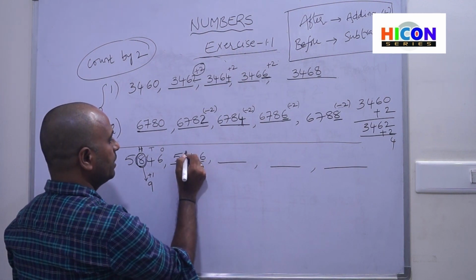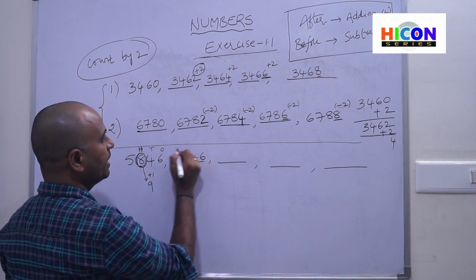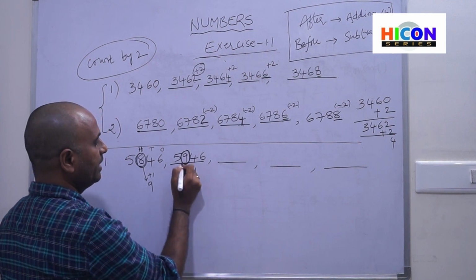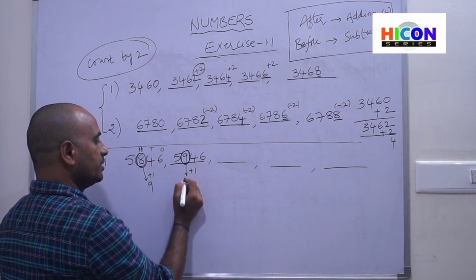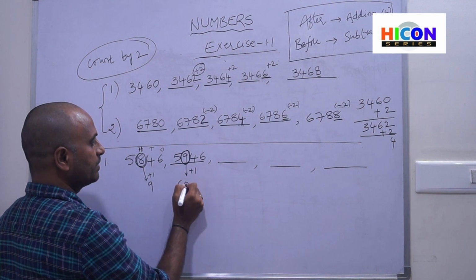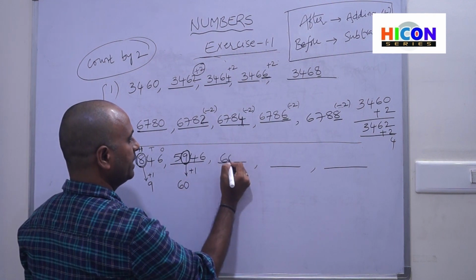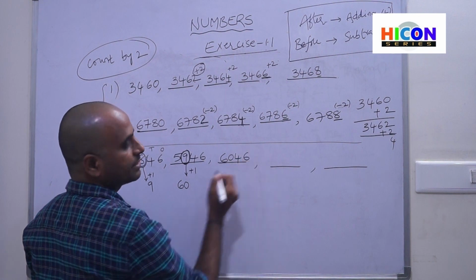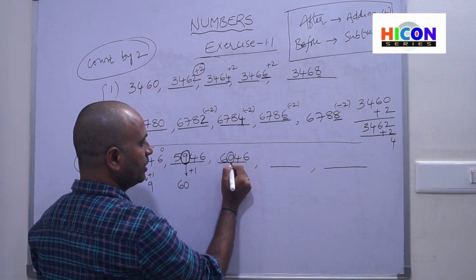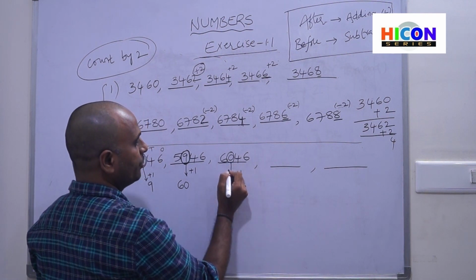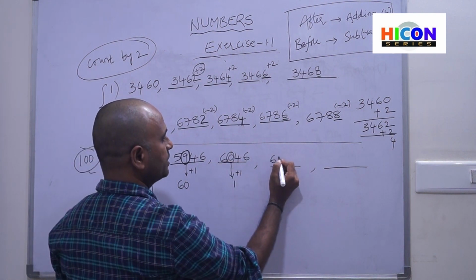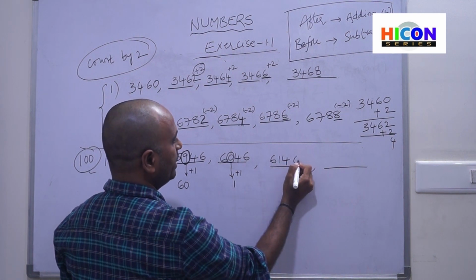Now the digit in the hundreds place is 9. Again add 1. If you add 1, it becomes 0, that means 59 plus 1 becomes 60. So the number obtained is 6046. Now again the digit in the hundreds place is 0, and again add 1. If you add 1 to 0, you will get 1, and the number becomes 6146.